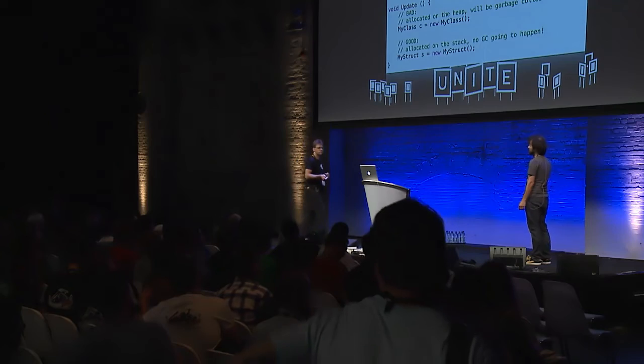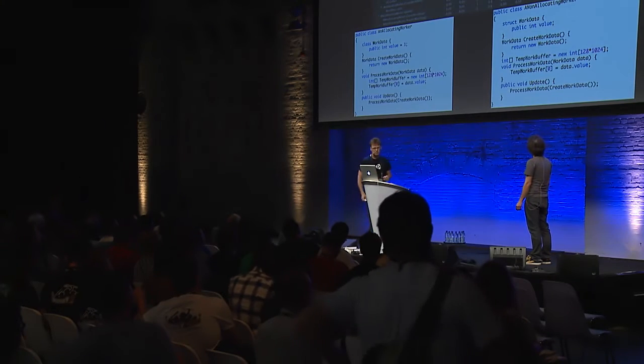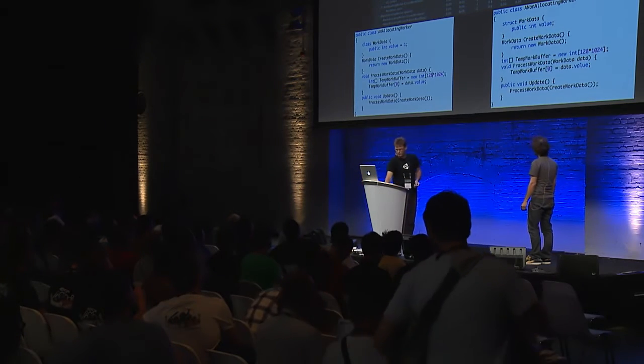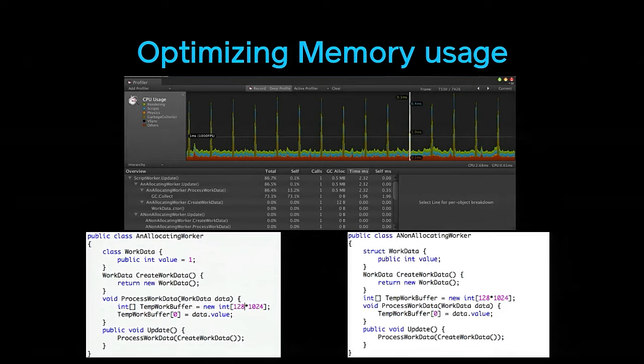So try using structs instead of classes, because that keeps your memory clean. I've made an example here with two workers, one that's allocating a lot of memory, and one that's doing the same job but without allocating anything. This one over here has a class WorkData that is allocated here, so it's put on the heap.